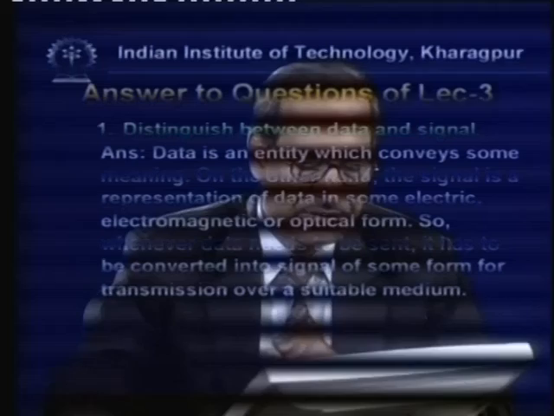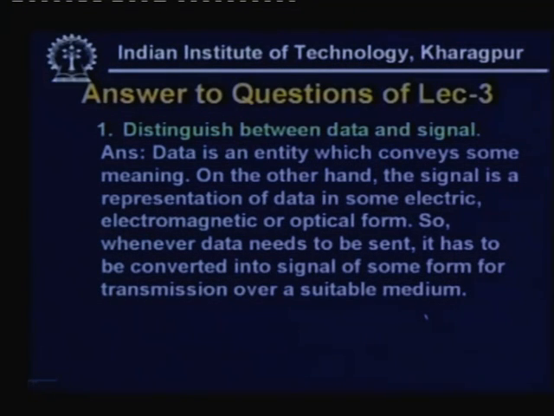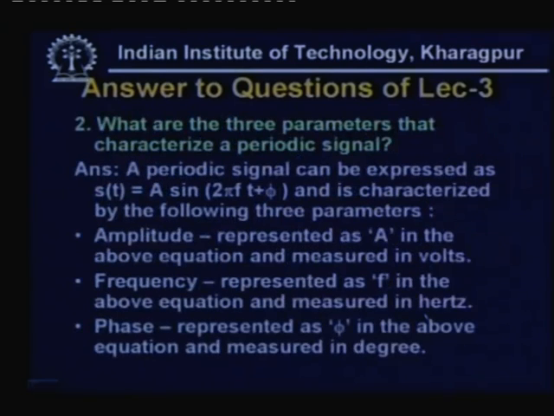And here are the answers of the previous lecture. Distinguish between data and signal. Data is essentially an entity which conveys some meaning. On the other hand, the signal is the representation of data in some electric, electromagnetic or optical form. So whenever data needs to be sent, it has to be converted to a signal of some form for transmission over a suitable medium.